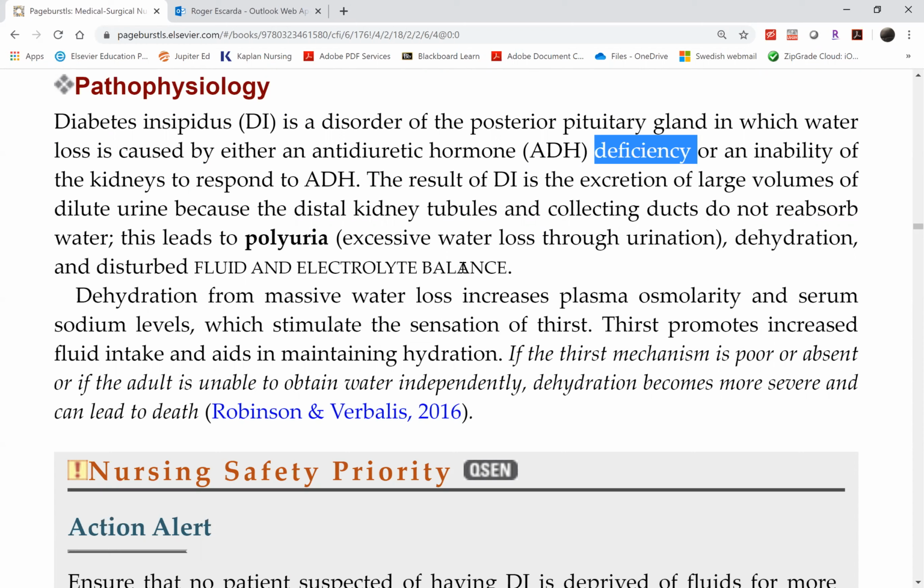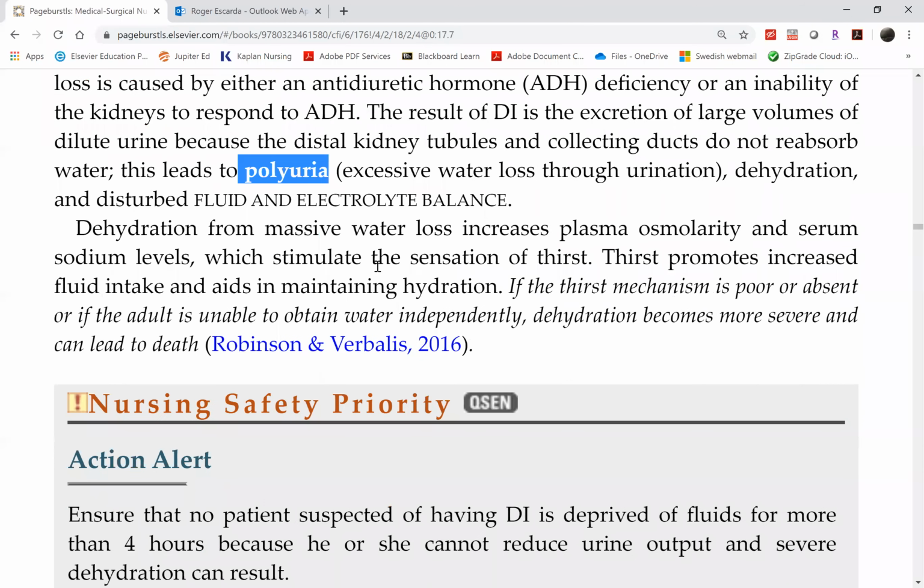Now, unlike aldosterone, which affects both sodium and water, antidiuretic hormone only affects water. So the main problem here is no antidiuretic hormone. So are you able to reabsorb water? No, leading to polyuria. So the patient here is constantly diuresing. As a result, the patient has severe dehydration. Every single day, this patient can lose between 4 liters and up to 30 liters of water.